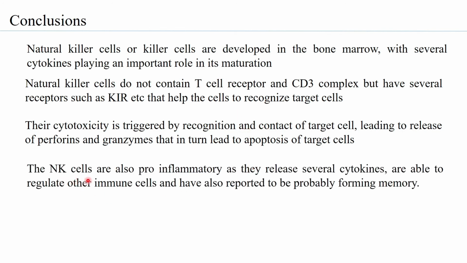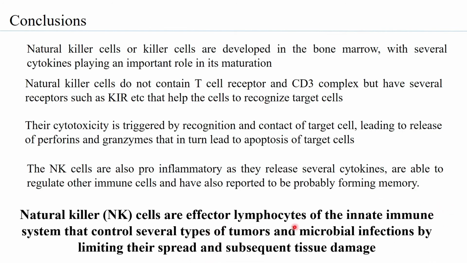The natural killer cells are also pro-inflammatory because they give rise to several cytokines and they are able to regulate other immune cells, and they also have been reported probably forming memory. So natural killer cells are effector lymphocytes of the innate immune system that control several types of tumors and microbial infections by limiting their spread. Whose spread? The spread of the microbial infection and the tumor and subsequent tissue damage.